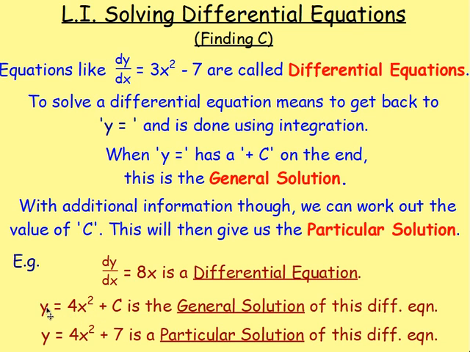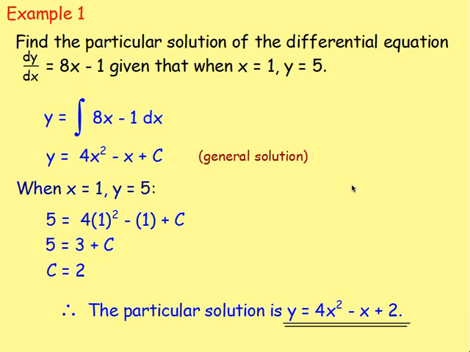Because there's a plus c, and it's y equals, it's known as the general solution. But if you were given more information and say c worked out to be 7, replace c with 7, and then that would be known as your particular solution. We did a few examples with that.